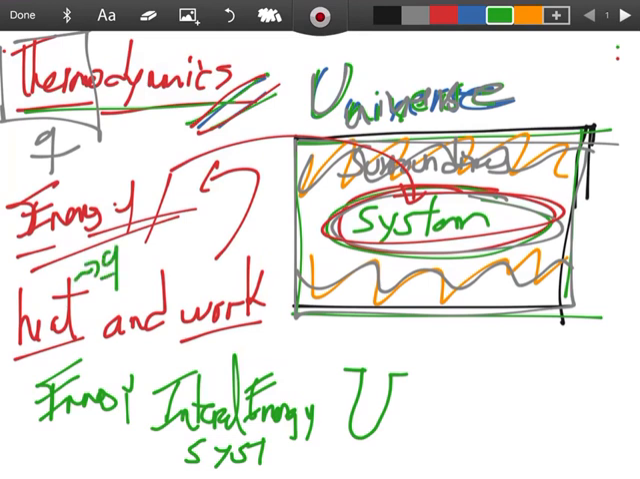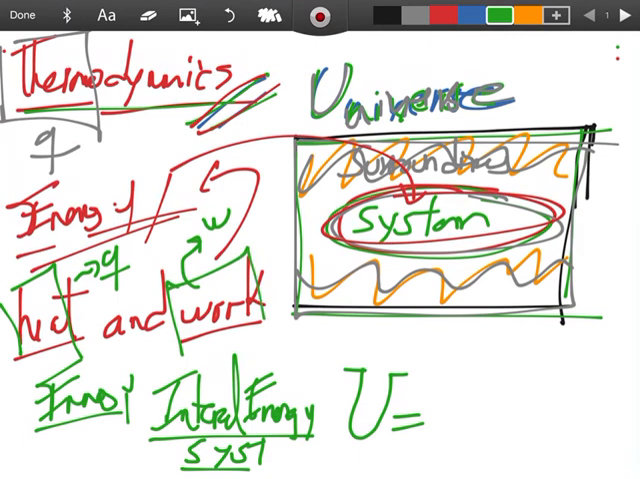We're going to keep calling it Q, right? And work is going to be depicted as the word W. Very well. So the whole energy of the system, the internal energy of the system, the energy that the system has by itself is going to be what? Well, the contribution of heat and the contribution of work.